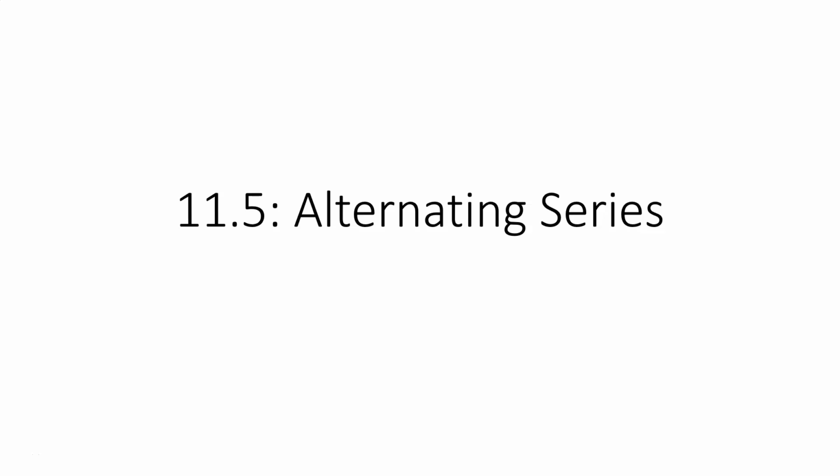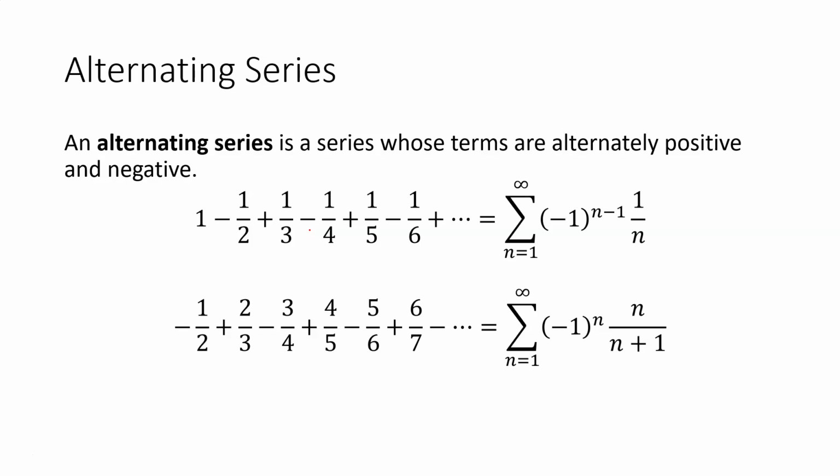Here in 11.5, we're going to be exploring alternating series, and we'll come up with a test for determining whether an alternating series is convergent or divergent. So first, what is an alternating series? A series whose terms are alternating between positive and negative.